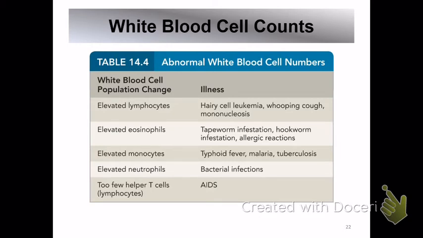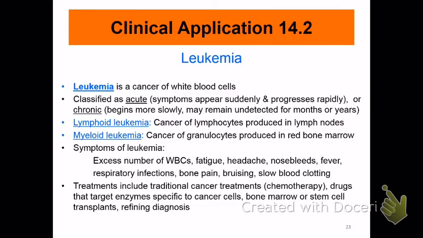Okay, so that shows you exactly what was in that table that we just drew out and went over. Leukemia, we've heard of leukemia. Probably all know someone who's suffered from that. Leukemia is cancer of the white blood cells. L-E-U-K means white.